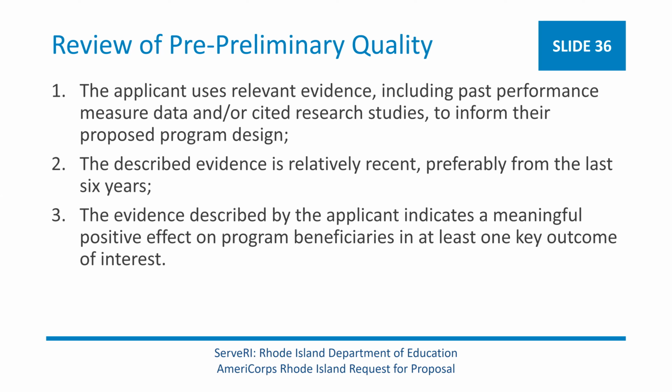They're going to assess the quality of evidence. And so when you think about pre-preliminary, regardless of what tier, you can get 8 full points for having a good explanation of your pre-preliminary evidence. You're going to need to address this: the applicant uses relevant evidence, including past performance measured data or the cited research to inform the program design. The described evidence is recent, from the past 6 years. The evidence described by the applicant indicates a meaningful positive effect on program beneficiaries in a key outcome.